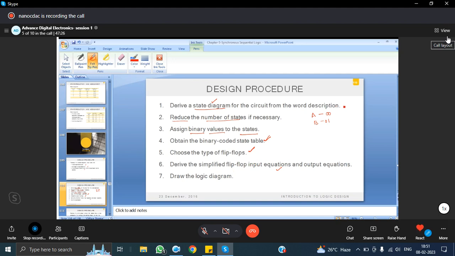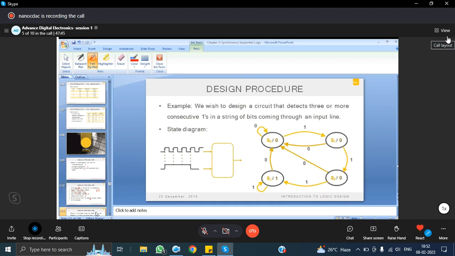Each and every flip flop has its truth table, right? That is the excitation table. So for that flip flop, you need to take the truth table, or else simplify the flip flop input equations and output equations, and then you have to draw the logic diagram.